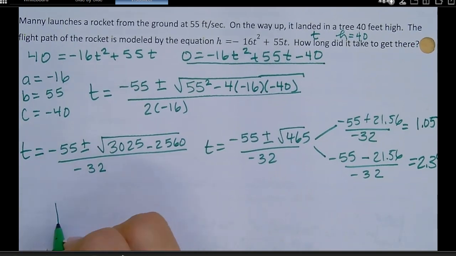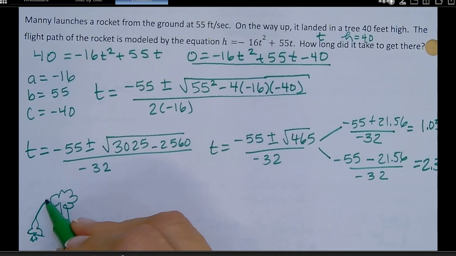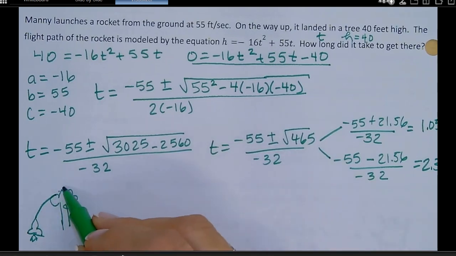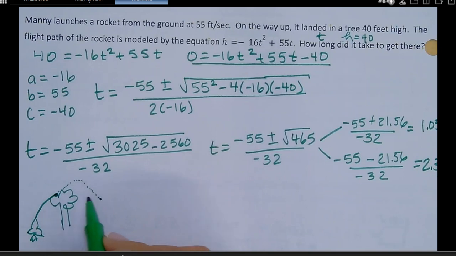So you guys, here's our tree, right? There's our tree. Manny launches his rocket. Here's his rocket. And there's flames coming out of the bottom of the rocket. So he launches his rocket. It goes up in the air and boom, gets stuck in the tree. If it could continue going up and then coming back down again, you can see that it's going to hit this 40 feet high twice, right? It hits it on the way up and then on the way down, because that's what parabolas do, yeah?